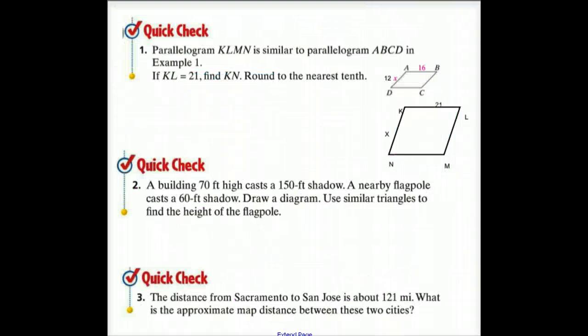All right, these are the 3 problems I would like you to try. The first problem is solving for a missing side length in those similar parallelograms. Problem 2 is indirect measurement, looking at a building's height and shadow. And problem 3 is using the same scale from the last problem, 1 inch equals 44 miles, to solve for the distance on their map. Good luck!